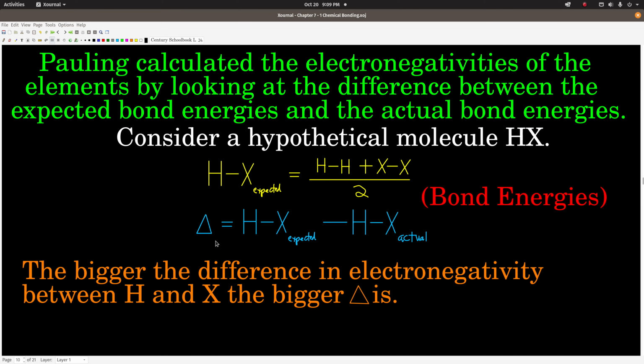And it ends up that the bigger the difference in electronegativity between those two atoms, hydrogen and X, or it could be any two elements really, the bigger the delta is. So in other words, not just electronegativity, but the difference in electronegativity between the two elements that are bonded to each other has a big effect on how strong that bond is.